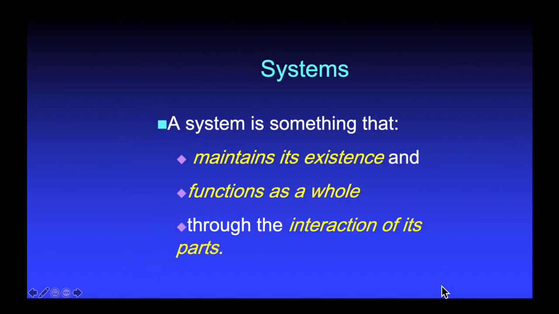So what is a system? A system is something that maintains its existence and functions as a whole through the interaction of the parts. I am making this presentation with a computer system. Through the interaction of the parts in the computer system, you are getting this presentation. But this presentation is only being created through the interaction of the parts. And if any particular part fails, I will not be able to continue this presentation. And I'm part of the system of making this presentation, along with the computer, the software, the hardware, the power supply, and so forth.